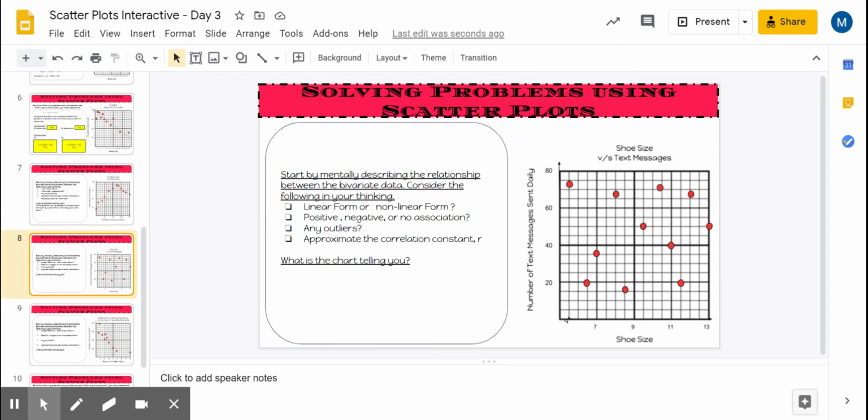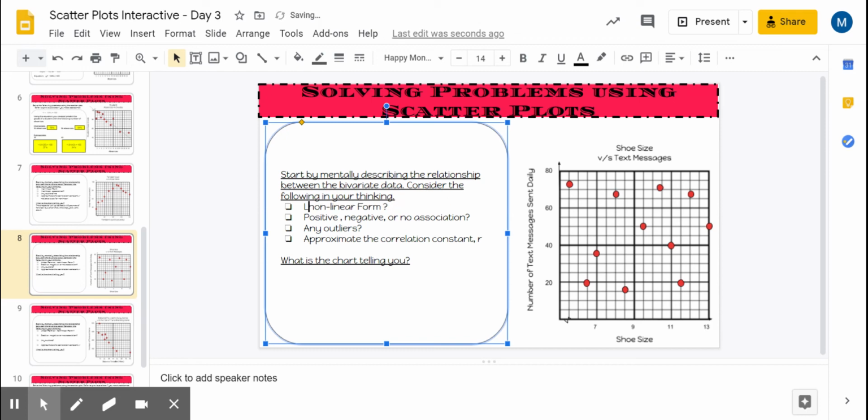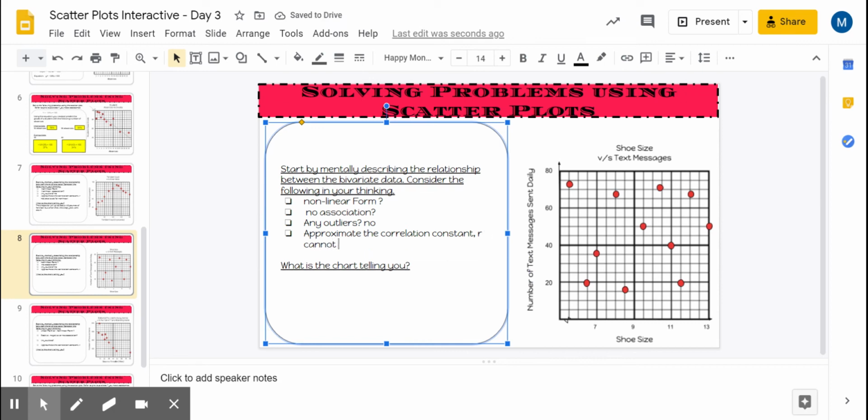Okay, and slide 8, describing the relationship. All right, so we'll go through those same analysis questions. It is nonlinear. This is one we can truly say appears to have no association. If there's no association, then you wouldn't have any outliers. The correlation constant R cannot find this.